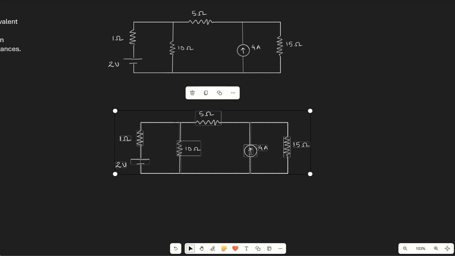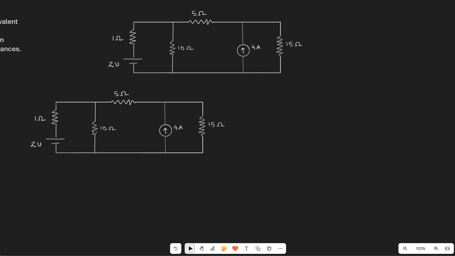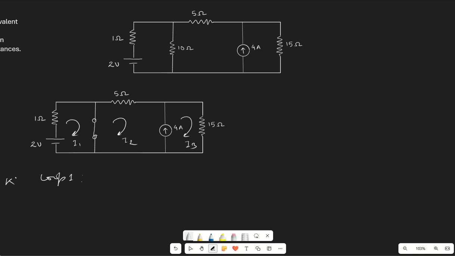So for calculating ISC, we have to remove this and put a short circuit here, and then determine the current that is flowing through this branch. Okay, so now we have this circuit. In this circuit, if we write down loop currents, then it will be 3 currents, I1, I2, I3.